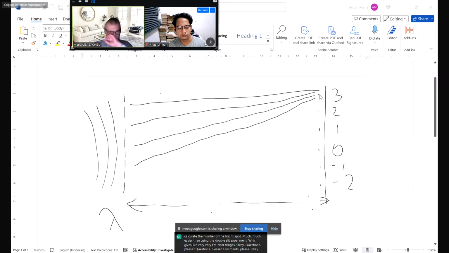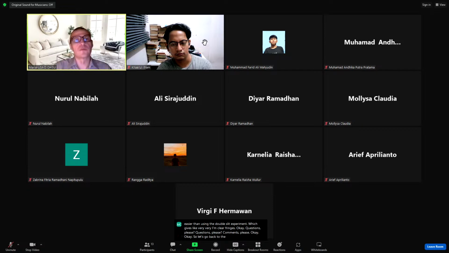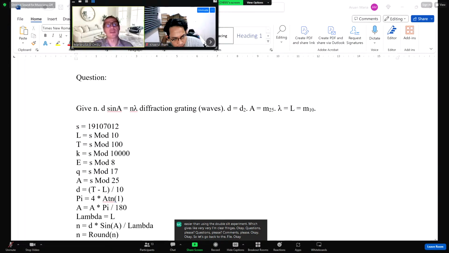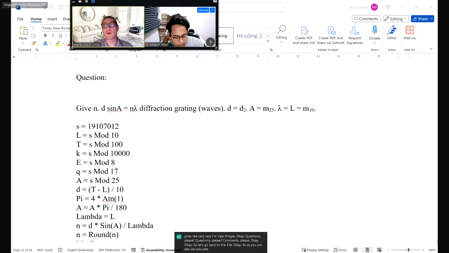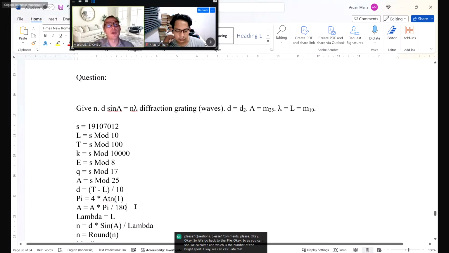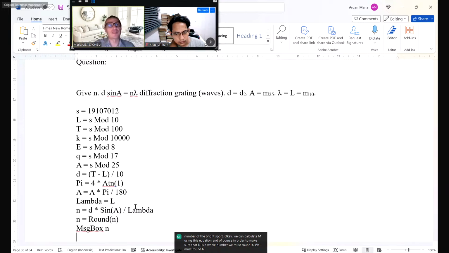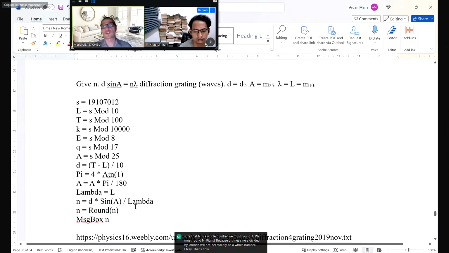Okay. So let's go back to the file. As you can see, we calculate n, which is the number of the bright spot. We can calculate n using this equation. And of course, in order to make sure that n is a whole number, we must round it. We must round n, right? Because d times sine A divided by lambda will not necessarily be a whole number. That's how we find the number of the bright spot using diffraction grating.